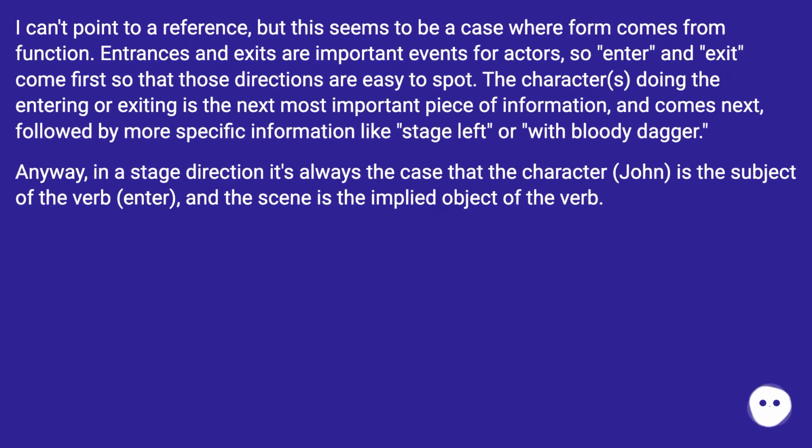I can't point to a reference, but this seems to be a case where form comes from function. Entrances and exits are important events for actors, so enter and exit come first so that those directions are easy to spot. The characters doing the entering or exiting is the next most important piece of information, and comes next, followed by more specific information like "stage left" or "with bloody dagger." Anyway, in a stage direction it's always the case that the character, John, is the subject of the verb enter, and the scene is the implied object of the verb.